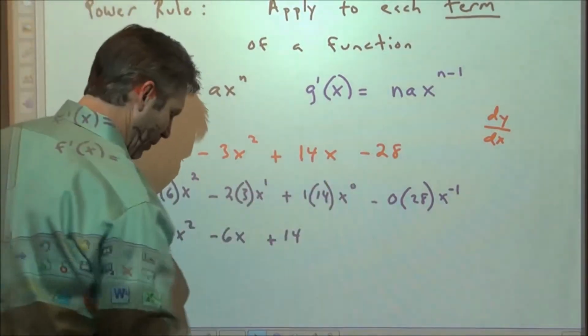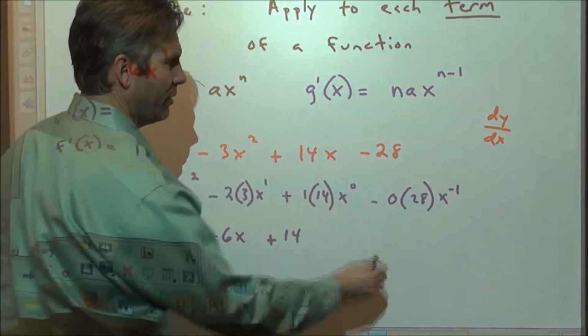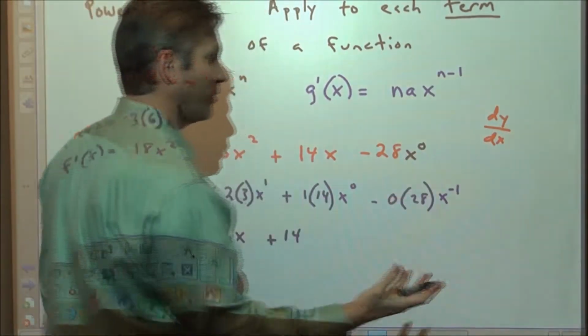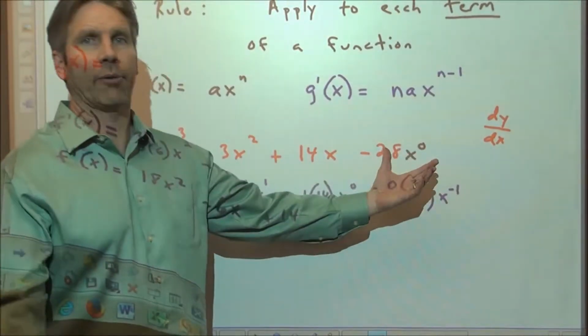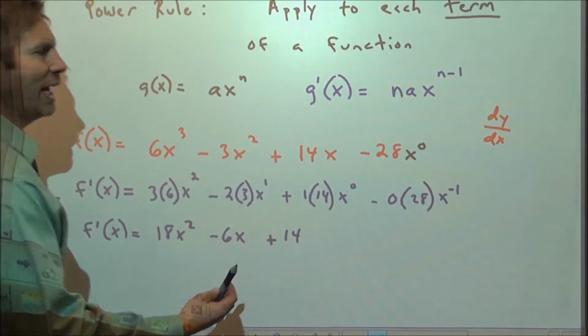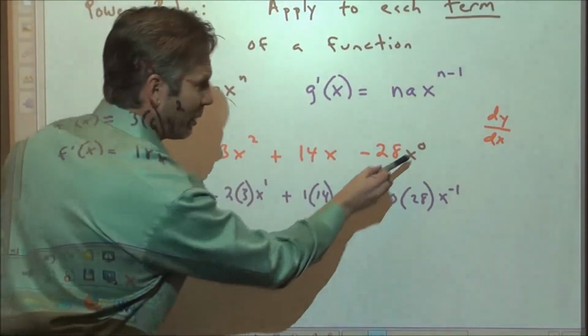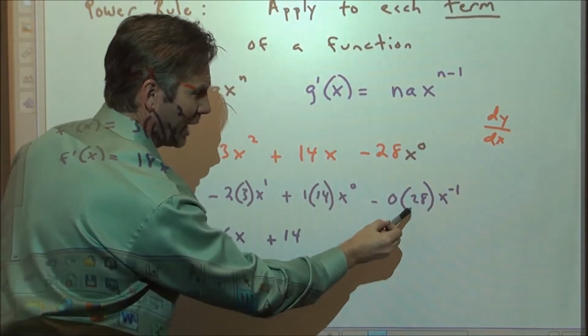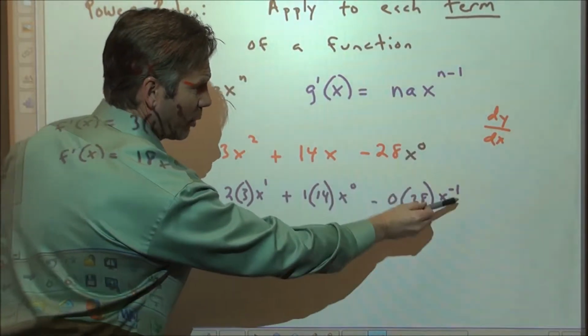And the reason for it is this. If you think of this constant as being multiplied by the variable raised to the 0 power, because anything to the 0 power is 1, so that's still worth negative 28, we can apply the power rule by taking the exponent times the negative 28, 0 times the negative 28, and reducing this exponent by 1.